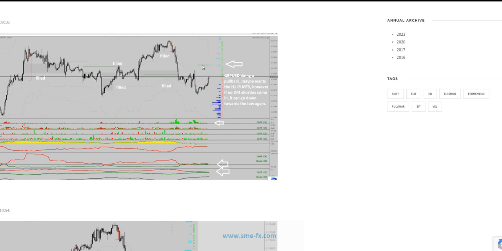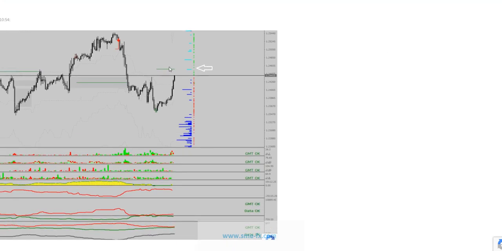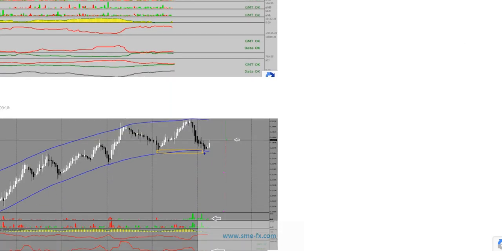Then I said, look, we have MTS above the price, that's a target. Pound dollar doing a pullback, maybe to the 1-hour inner range medium term stop. However, if no dumb money short is coming in, it can go down towards the low again. So I said, boom, pullback up towards this target on the 1-hour chart. And guess what? Boom, this happened. So, nice prediction.